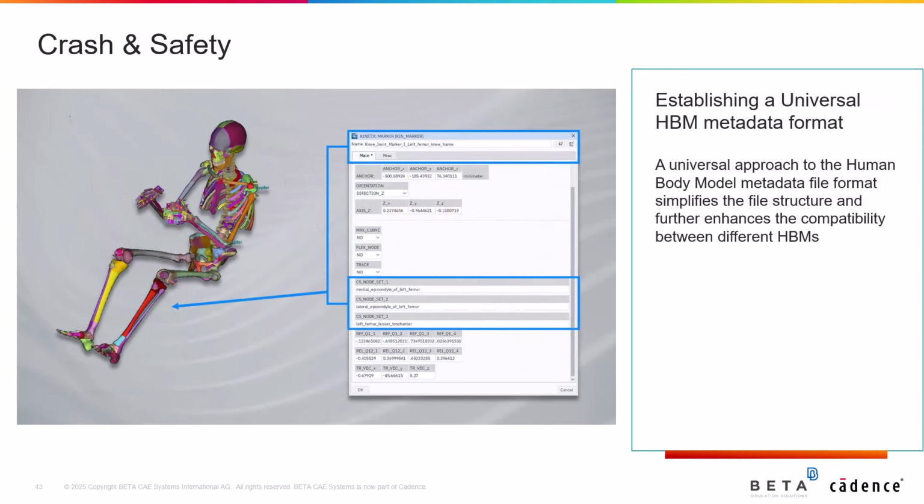Furthermore, human body models compatible with the Piper project metadata can now utilize a universal HBM metadata format. This format is applicable to all types and positions of HBMs and includes Piper anatomical entities or landmarks along with the HBM's kinetics.